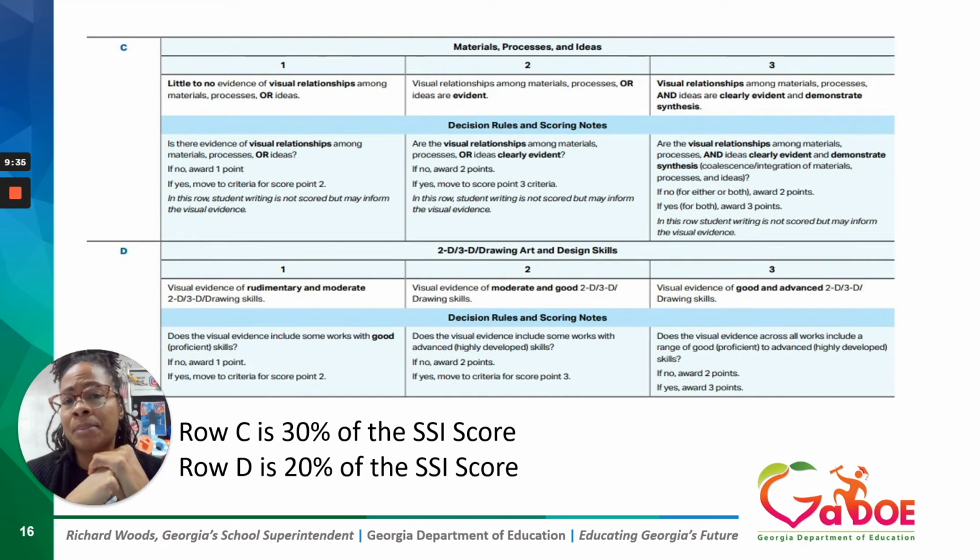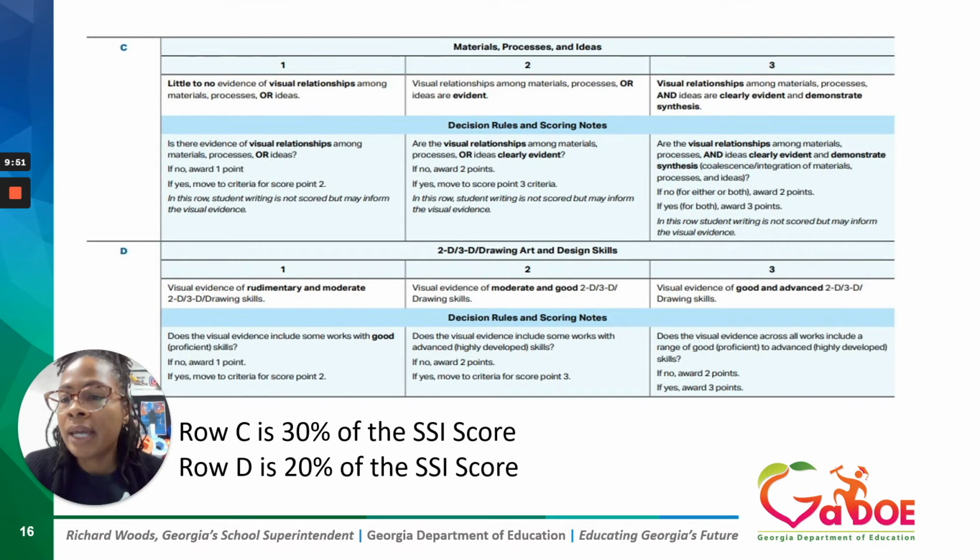Maybe they're using some type of chiaroscuro to create some type of dramatic lighting that's specifically relevant to their investigation, and they're documenting how they're doing it. Those will be awarded that score point of a 3.